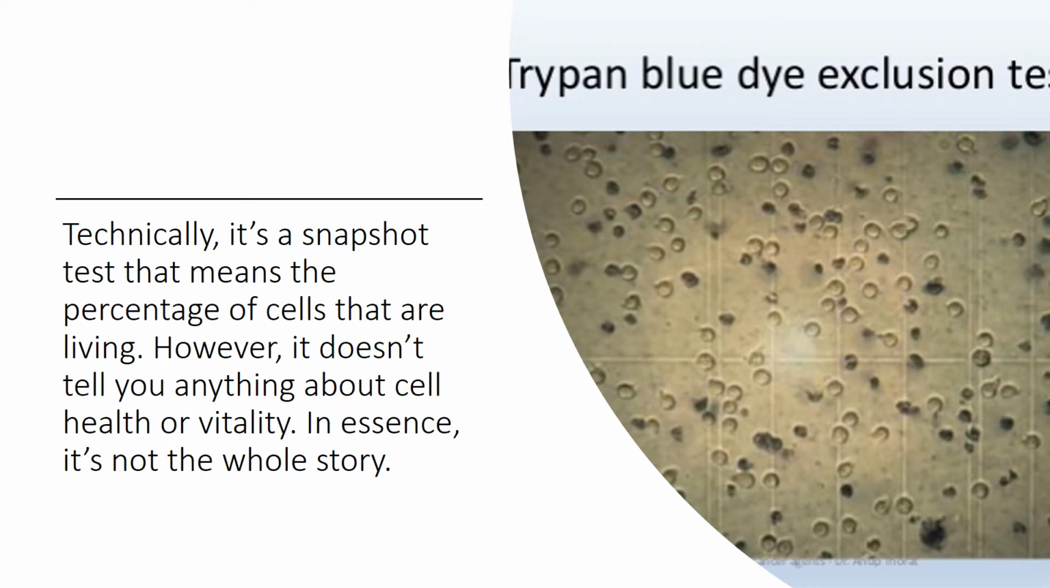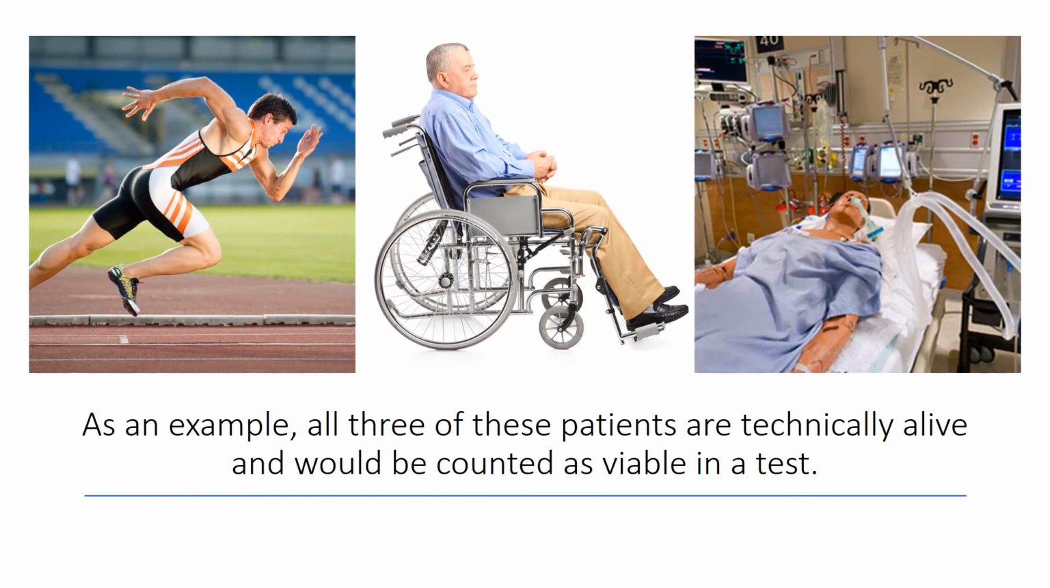Technically, viability is a simple snapshot that just means the percentage of cells that are living. However, it doesn't really tell you the whole story because you know nothing about cell health or vitality. As an example, if we use patients here so that you can better understand it, all three of these patients are technically alive and would be counted as alive in a test of live dead.